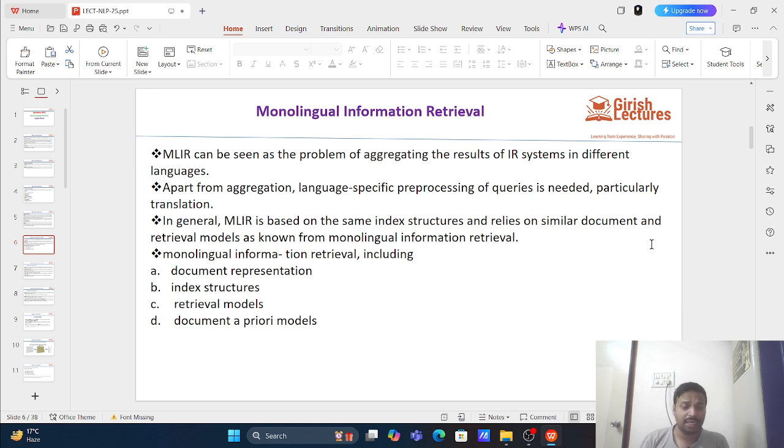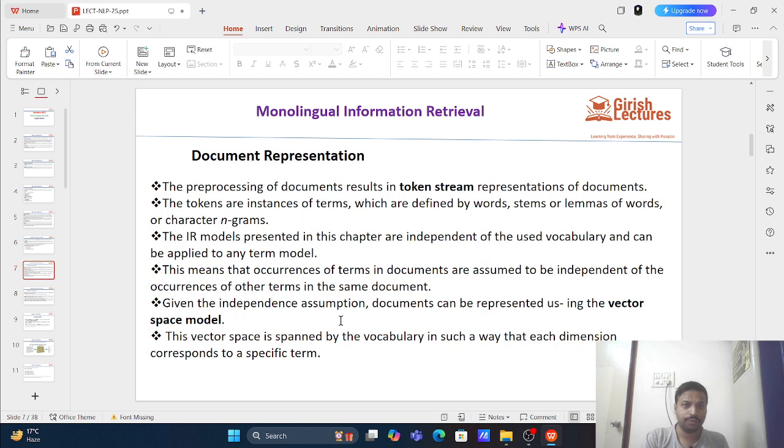In this entire technique, we will be understanding document representation, index structure, retrieval models, and some of the probabilistic models. We will see what they are in due course. First of all, document representation: the pre-processing of your document generally identifies what the tokens are, how the tokens are arranged, and how the tokens are represented.